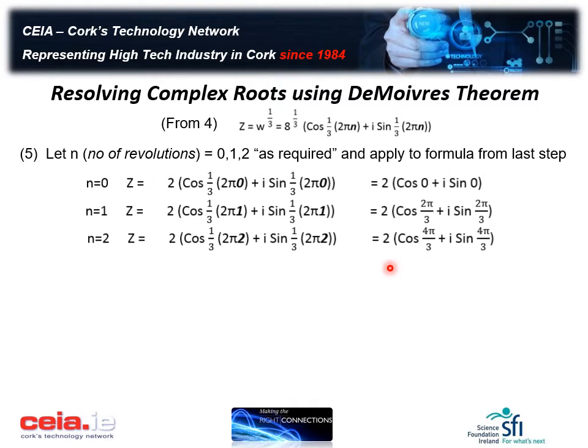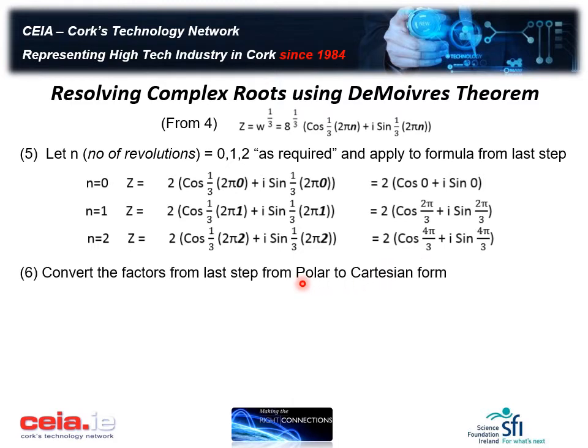So that's the end of step 5. One more step. Step 6 then is to convert these roots, which are all in polar form, back to Cartesian form again.